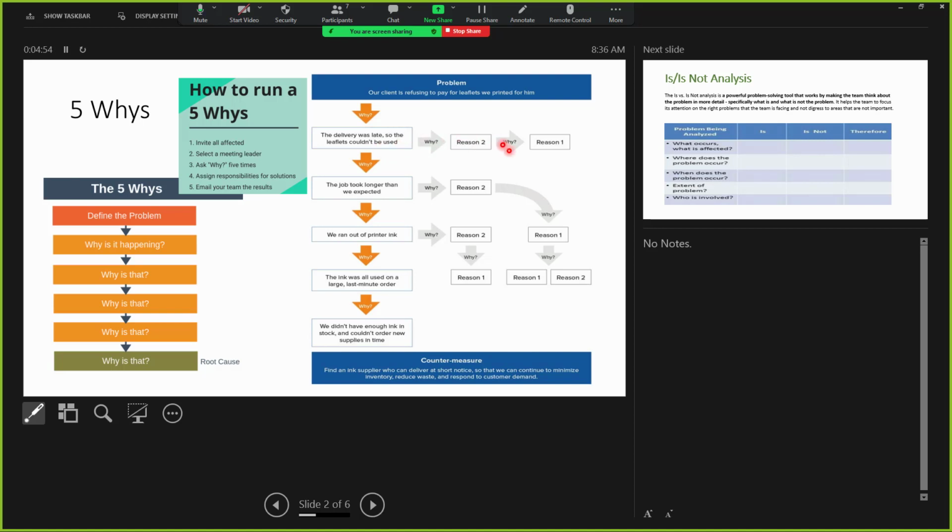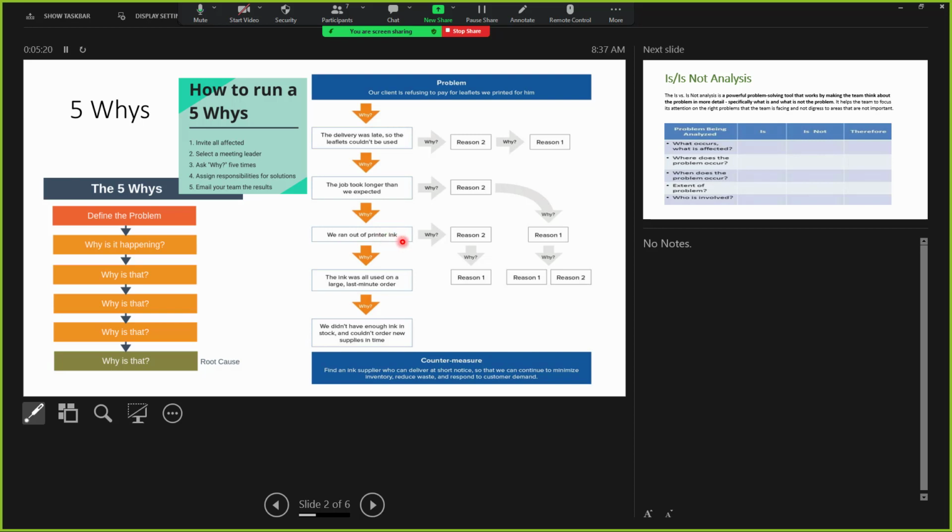And there are reasons, reason 1, reason 2, reason 3, there might be different reasons. And secondly, why could we not deliver on time? The job took longer than we expected. And why did the job take longer than we expected and scheduled? We ran out of printer ink. So there might be reasons.